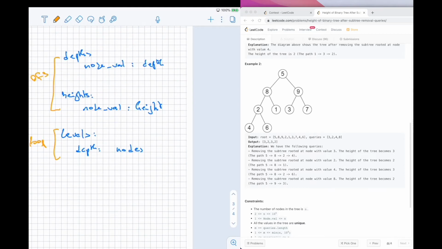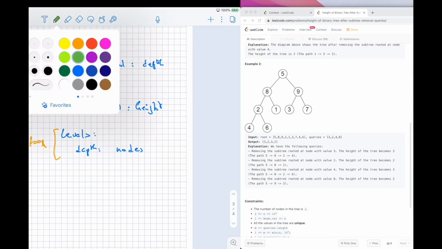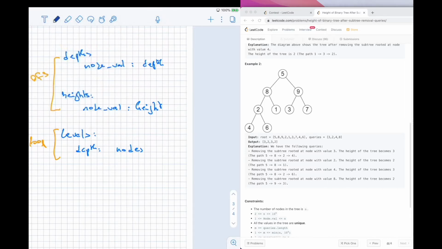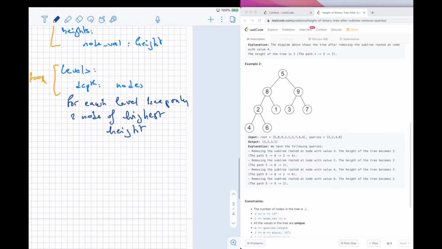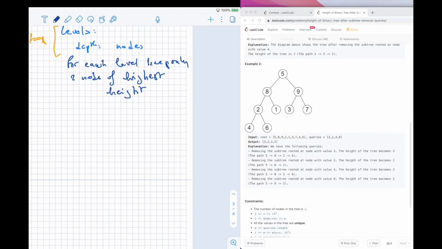So for each level, this is an important piece as well, keep only the 2 nodes of highest height. This is because we'll remove only one at a time, so at most it would be one of the ones with the highest height, and we can take the next one. Okay, so when we do this, how do we solve for the query? We would just do the queries.